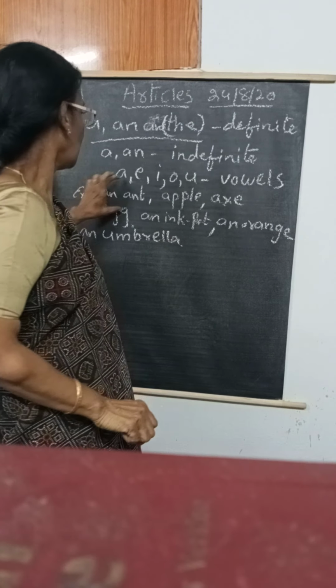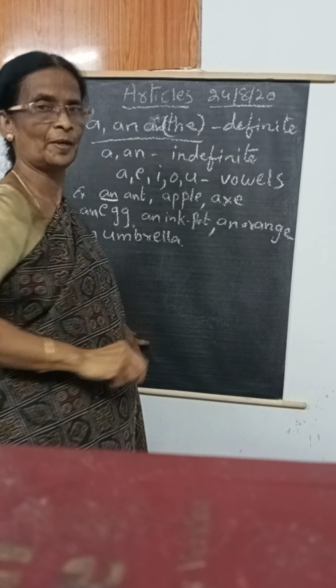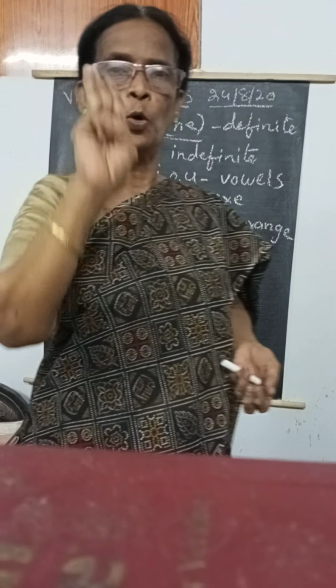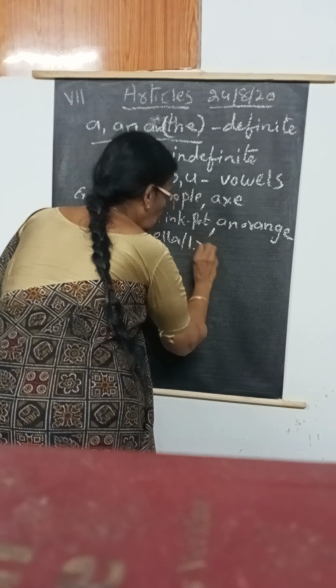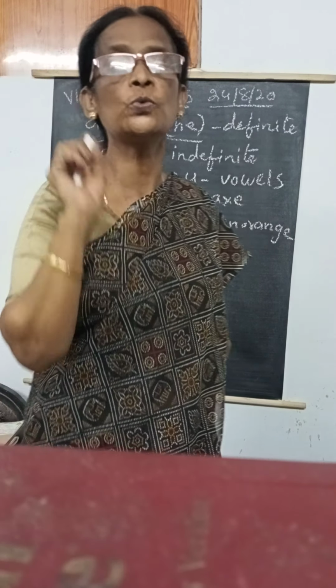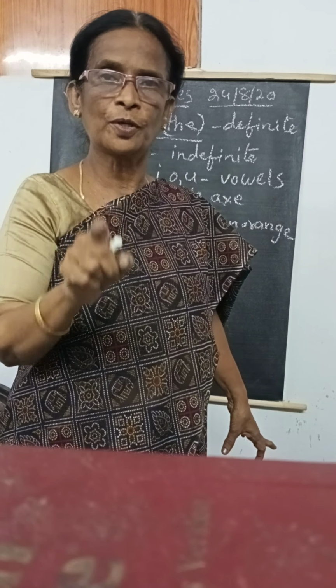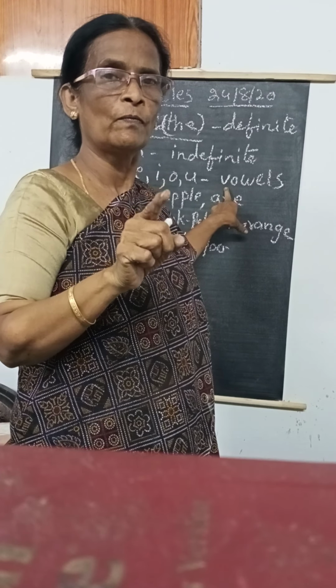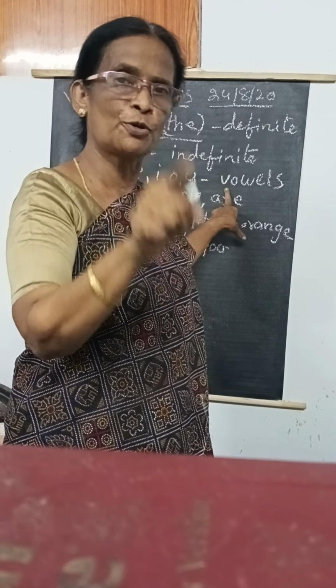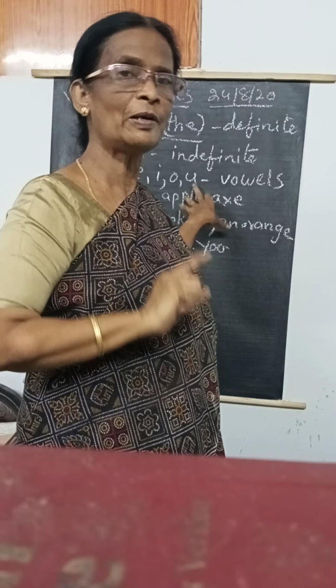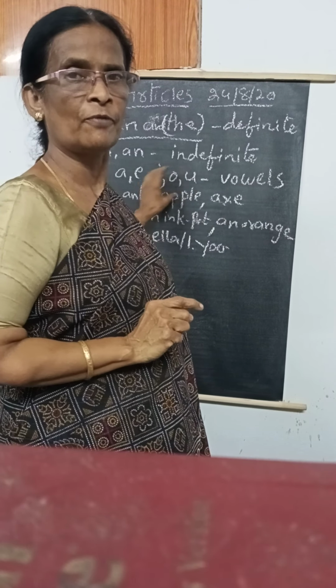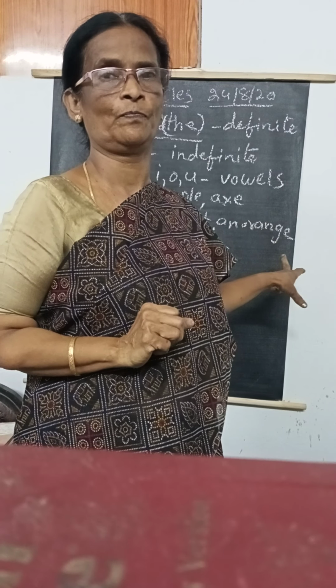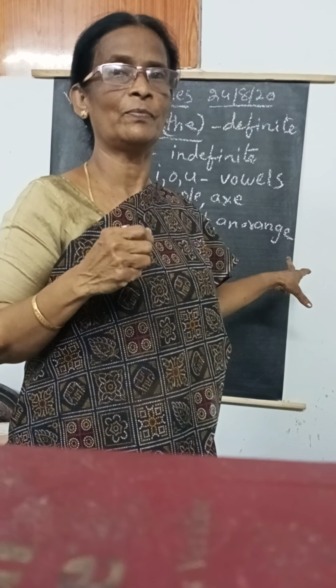Now what I am saying, be careful. Before the vowels, we are writing an. But now, there are three important sounds. Number one is the U sound. The word should come from the vowel only. Can you tell anyone? Which letter will give the U sound? From these five letters, A, E, I, O, U, we get the U sound.